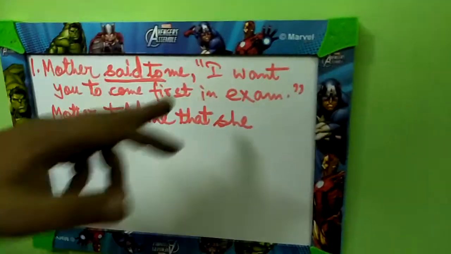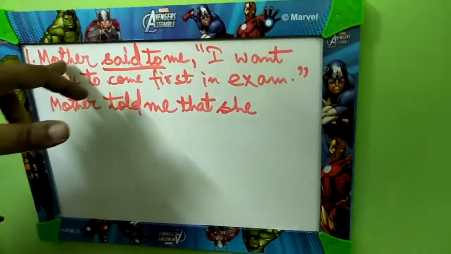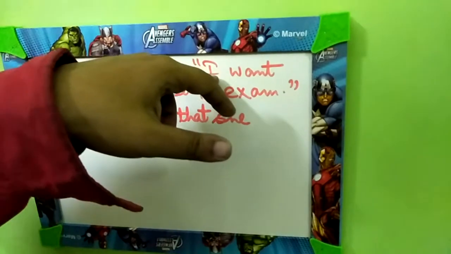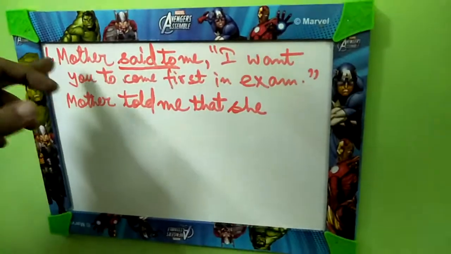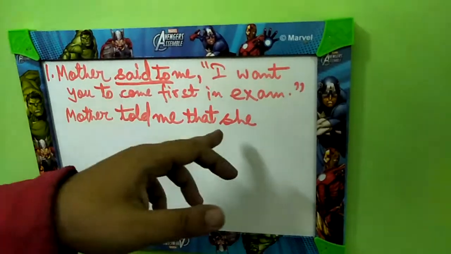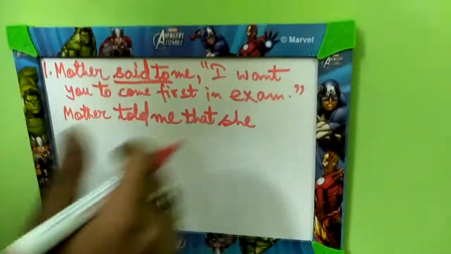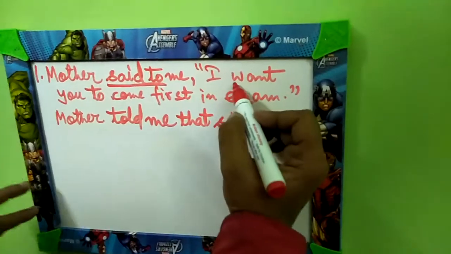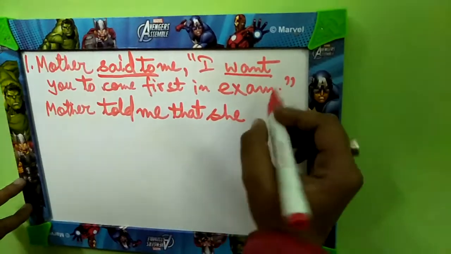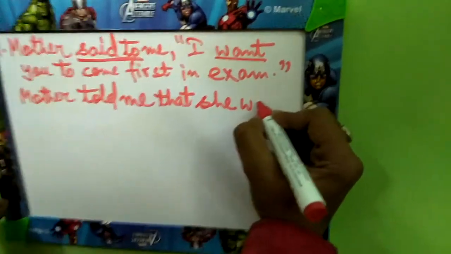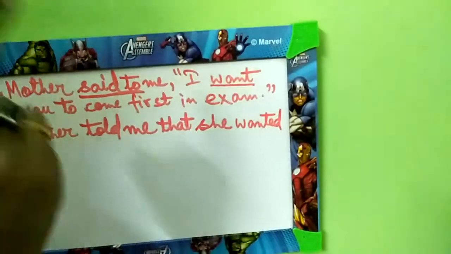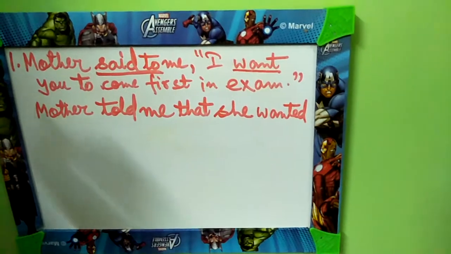How will you find out? Mother is the speaker of the sentence. So here I means the speaker. The speaker is mother, who is a female. That is why it will become she. Then the verb outside is said, which is a past tense. The verb inside is want, which is a simple present tense. So according to the formula, the answer will be in simple past tense. Mother told me that she wanted.